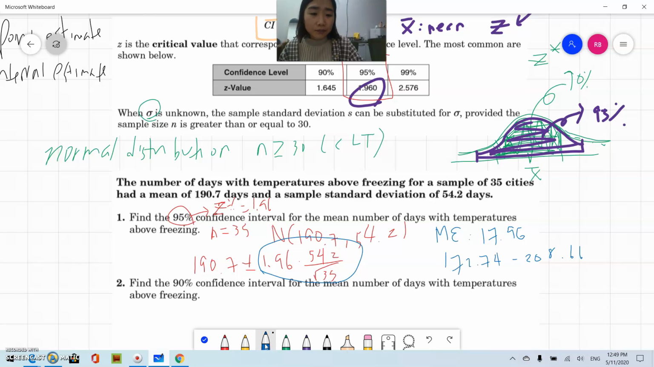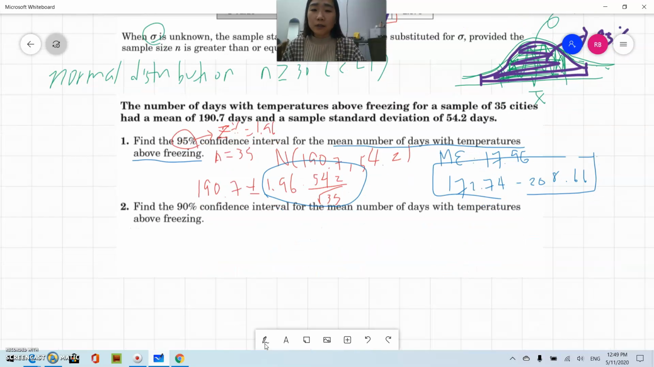Like this. So what does that mean? It means that we are 95% confident that the true mean number of days with temperatures above freezing is between 172.74 days and 208.66 days. Okay, so I'm saying it's one of those points, with 95% confidence level.